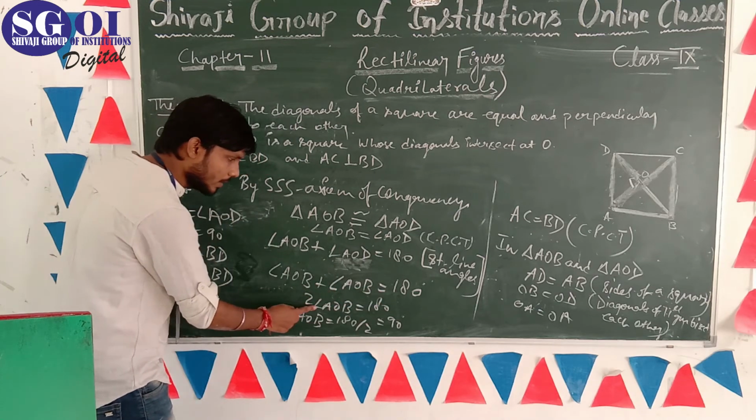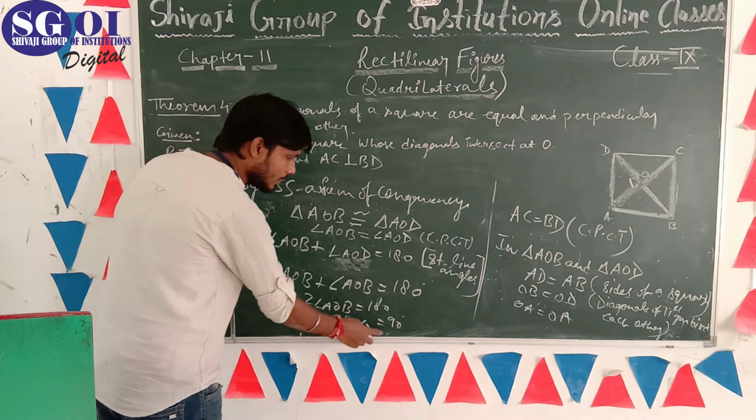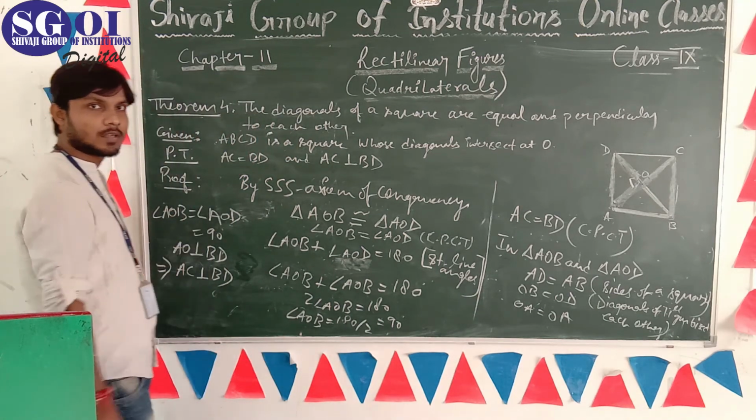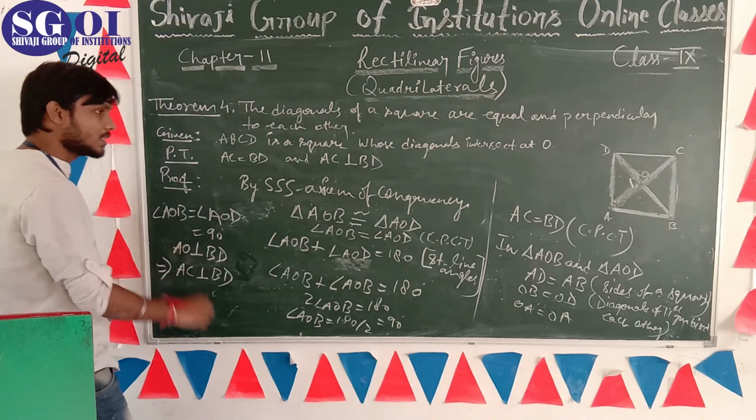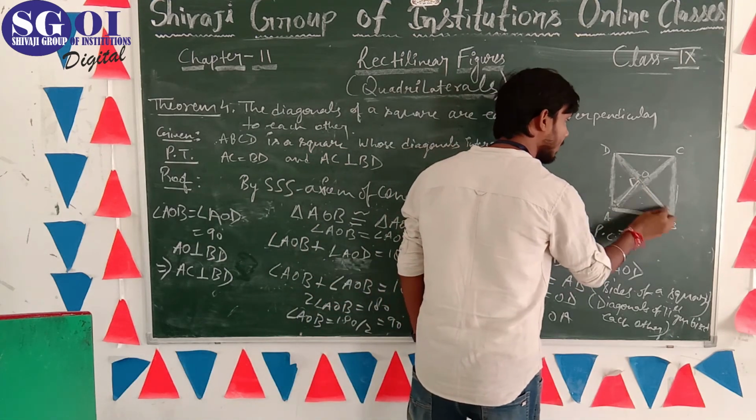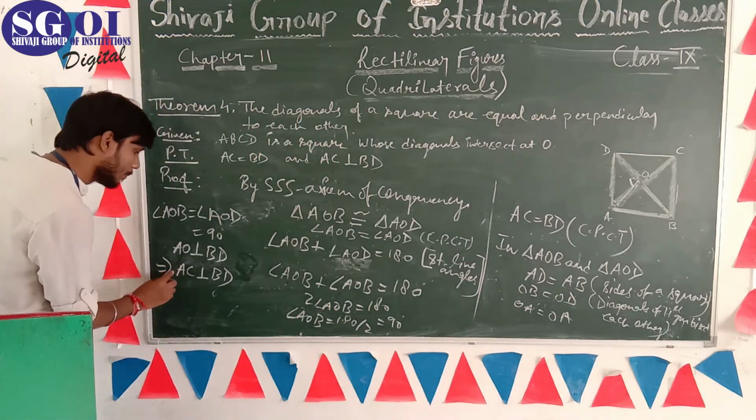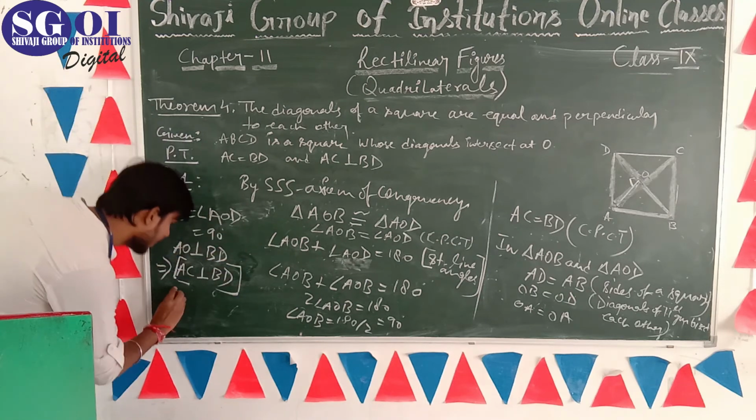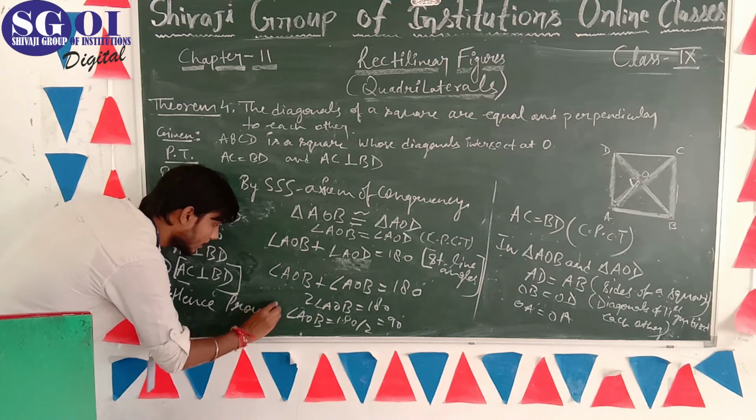Twice of angle AOB is equal to 180. So angle AOB is equal to 180 divided by 2. It comes 90 degree. If angle AOB is 90 degree, then angle AOD is also 90 degree. So they both are 90 degree, it means OA is perpendicular on BD. If OA is perpendicular on BD, it implies that AC is perpendicular on BD. So here is proved and proved.